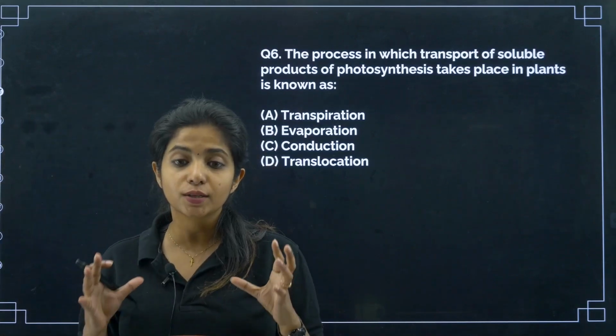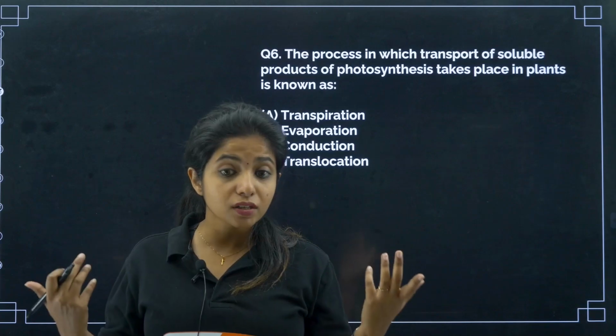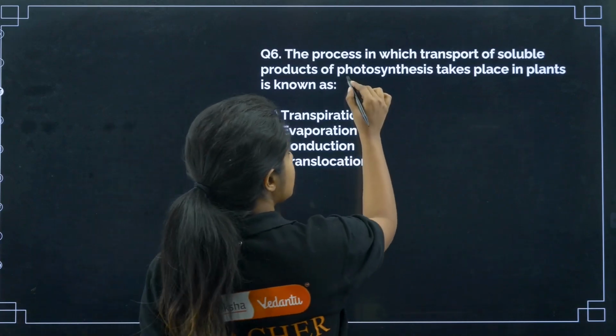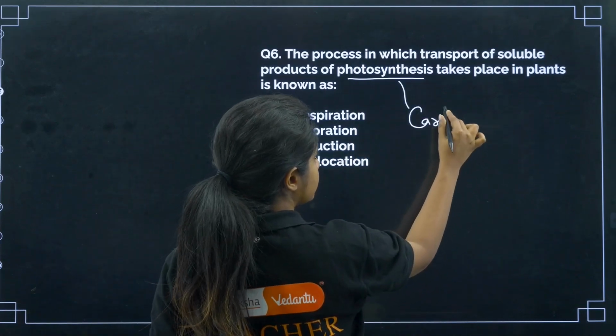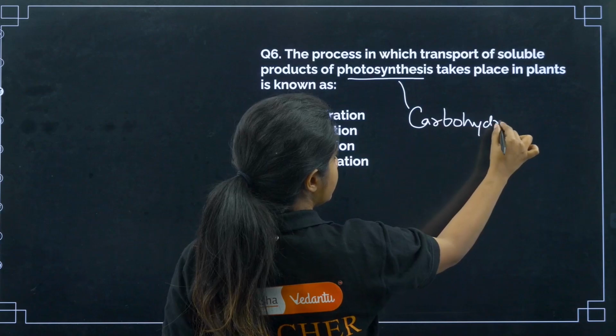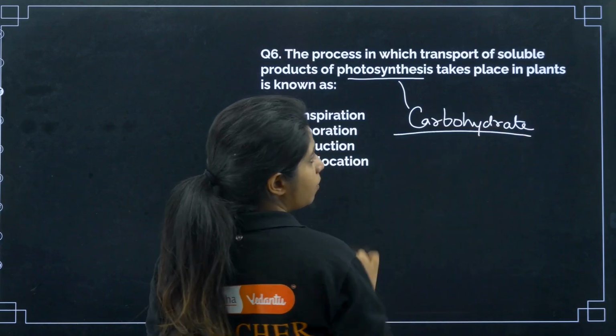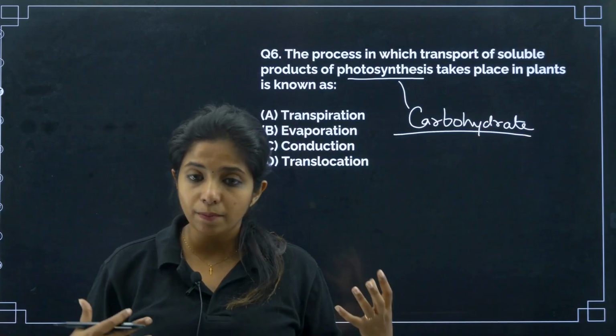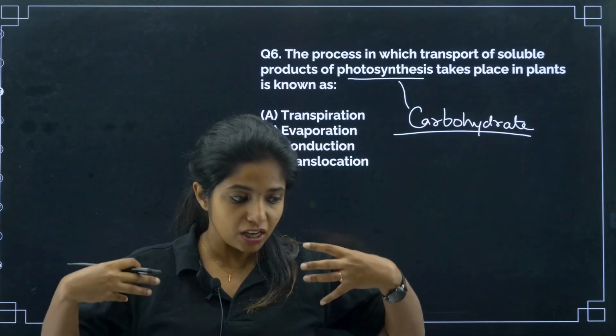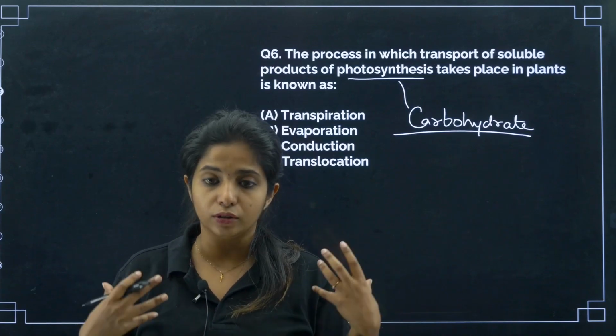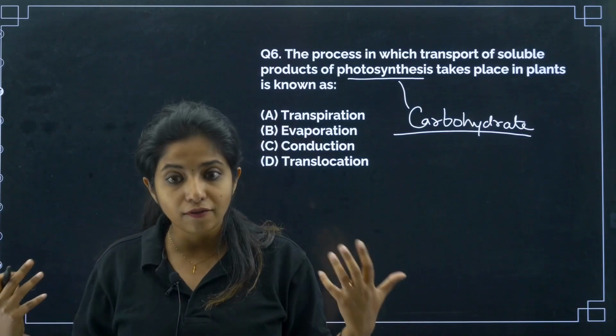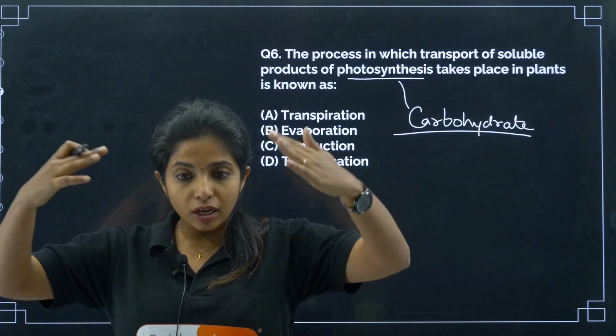So in photosynthesis, what is happening? The food is being prepared. What is the food, my dear children? Food is basically none other than carbohydrate. Now the soluble form of this carbohydrate has to be moved to different parts of the plant. Each part also requires this food, right? They also have to prepare their energy, they also have to sustain, right? So obviously you have to transport it.